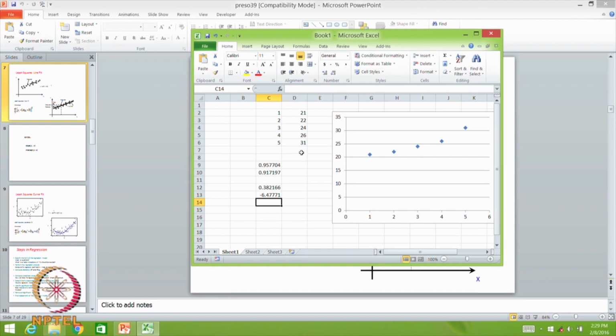So, it is having a negative sort of intercept because it goes right down. Slope and intercept.